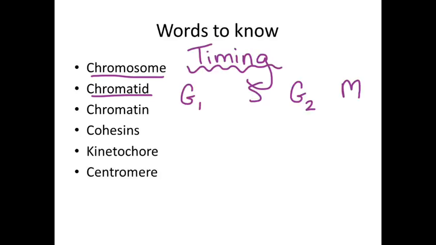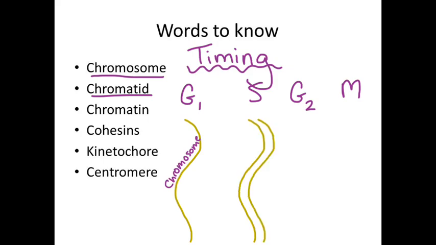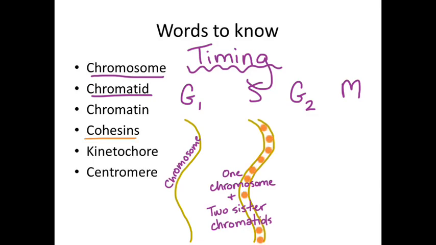Well, it's all about timing. In G1, you have a single long stringy chromosome every time we talk about chromosomes. So we have 46 of these. During S phase, that chromosome, or those chromosomes, are replicated. So for every one chromosome you had, now you still have one chromosome, but you have two sister chromatids, and they're held together by a series of proteins called cohesin.